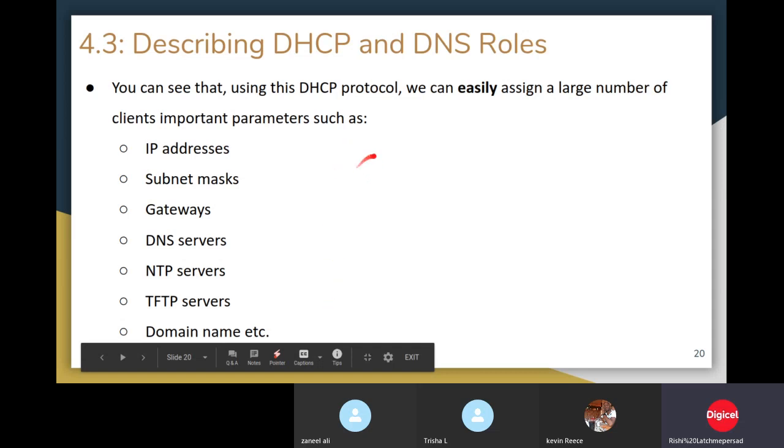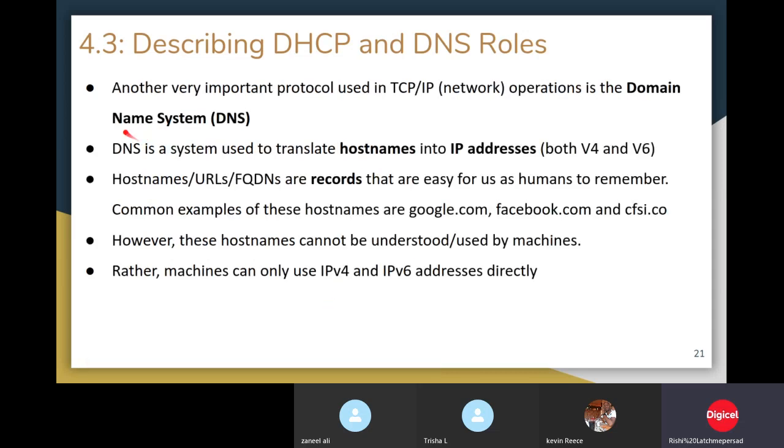DHCP is really powerful. Now, another very important protocol using the TCP/IP or network operations is the domain name system, or DNS. DNS is a system used to translate host names into IP addresses, and you use it both for IPv4 as well as IPv6.